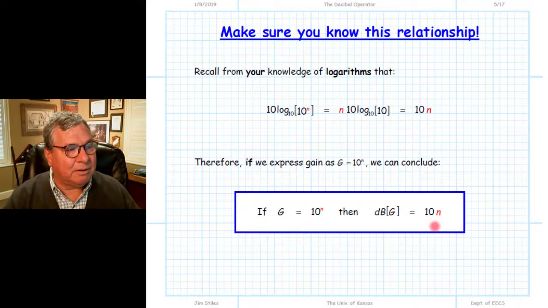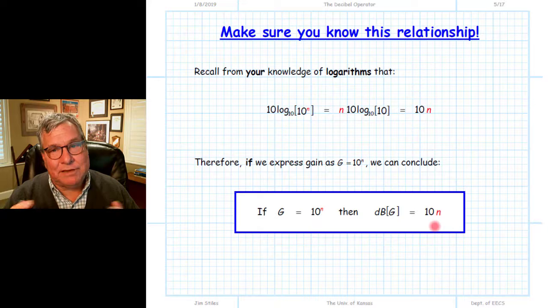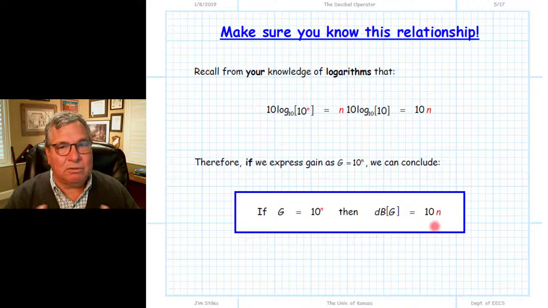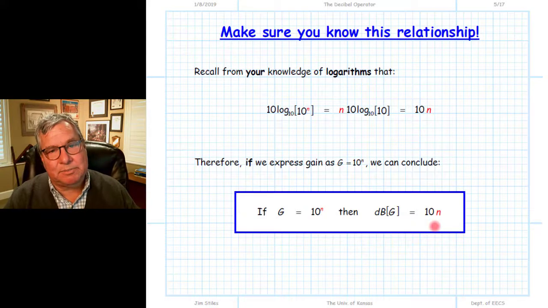If we are at a gain of 10 and then go to a gain of 1,000, we've gone up 2 orders of magnitude. Our resulting gain, in decibels, will increase by a value of 20.